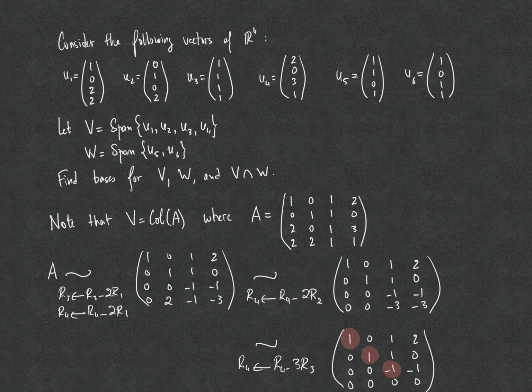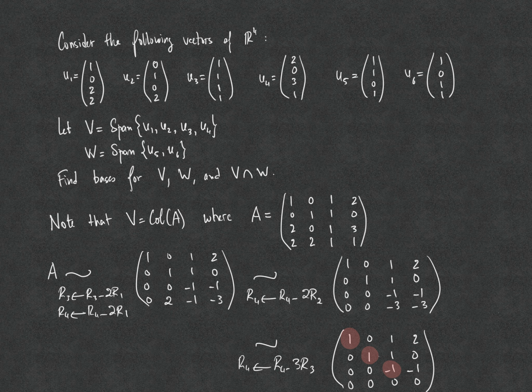After some elementary row operations, we notice that the pivot columns of A are the columns 1, 2, and 3, which means that the vectors U1, U2, and U3 form a basis for V.